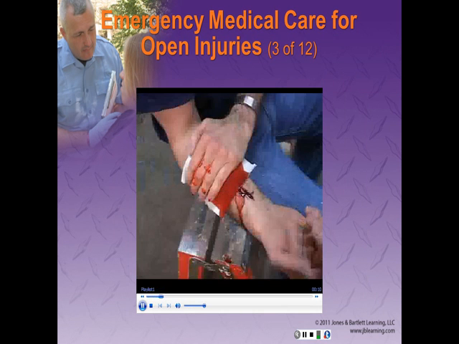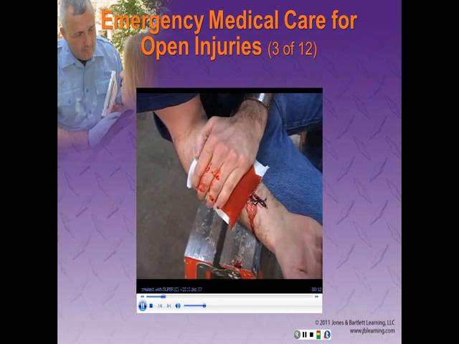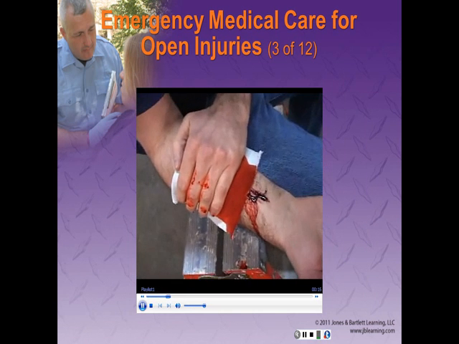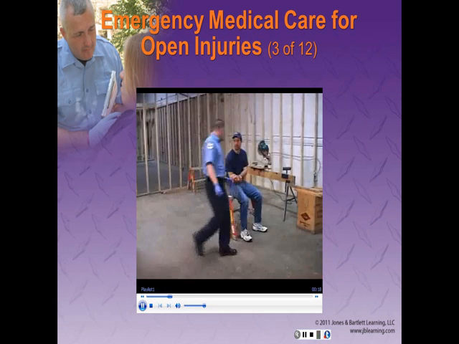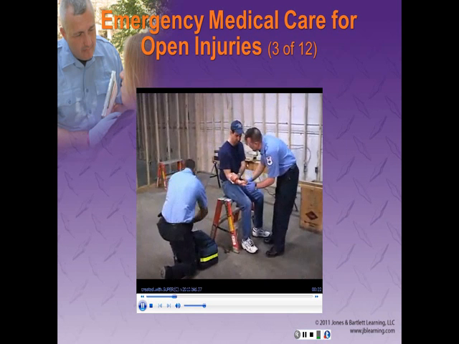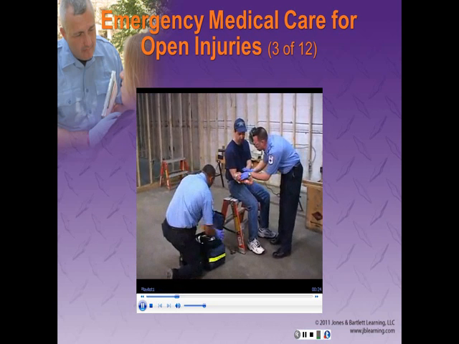All wounds require dressing and bandaging. Dressing and bandaging help control bleeding, protect the wound, and prevent additional contamination and infection. Use appropriate body substance isolation precautions prior to beginning patient care.